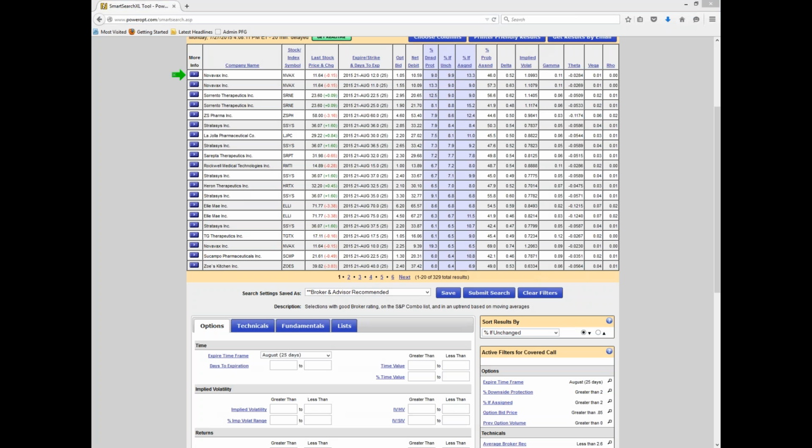My first step when opening any new position is to review the position. We're looking at NBAX. That's a stock trading at 1164. It shows that I could sell the August 12 call in this covered call position for 105. Well, this is giving me a really high downside protection of 9% for a 25-day trade and a very high percent return if assigned.